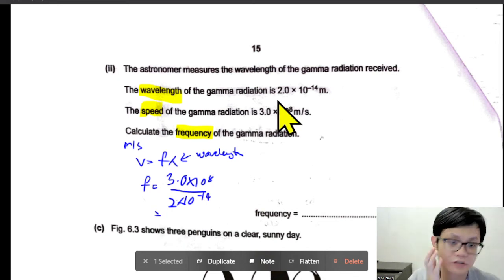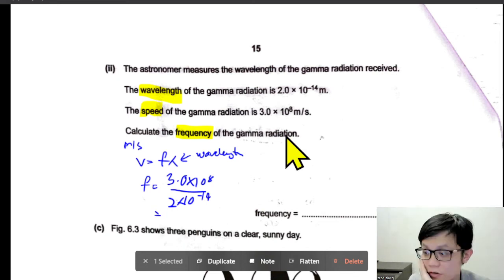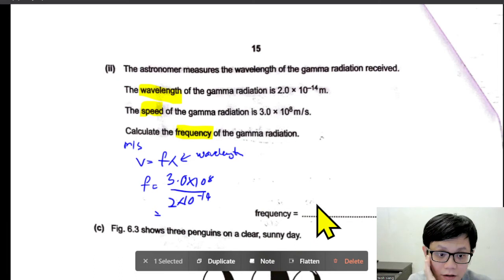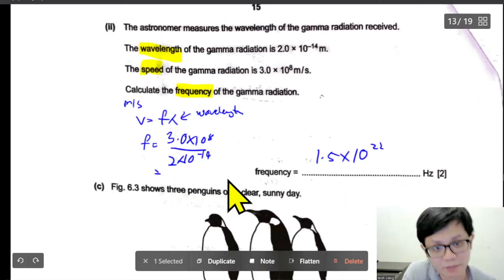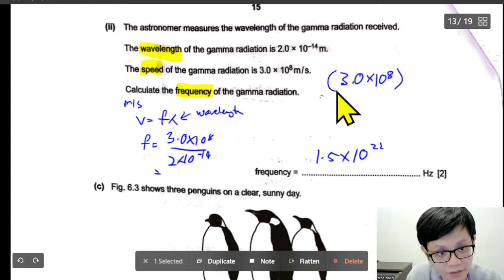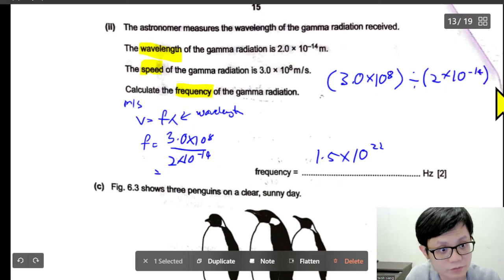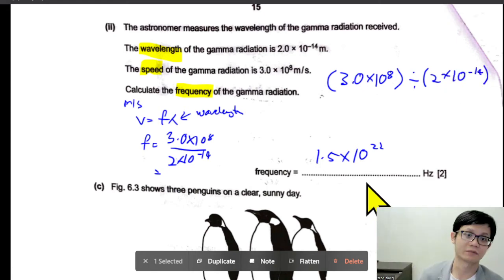You try to press your calculator, you should be able to get 1.5 times 10²². And if you cannot get it, you must try, because sometimes students don't know how to use the calculator. Maybe you can press like this: 3.0 times 10 power of 8. You put a bracket for the old type calculator. Divide, open bracket, 2 times 10 power of negative 14, close bracket, equal. You should be able to get this answer, 1.5 times 10 power of 22.